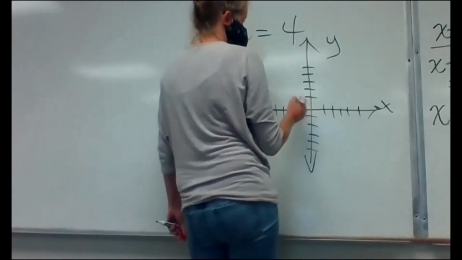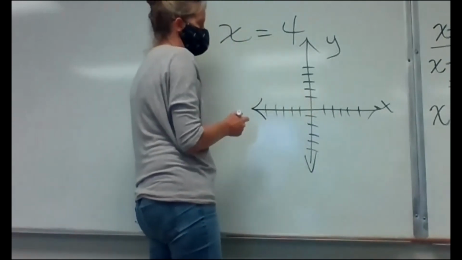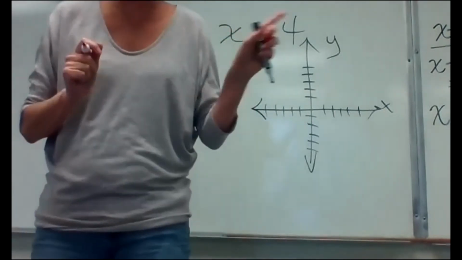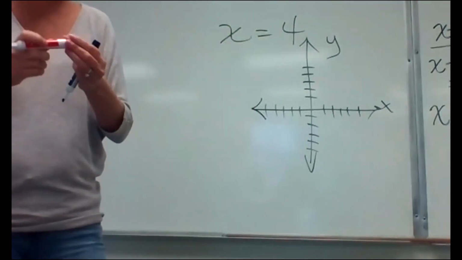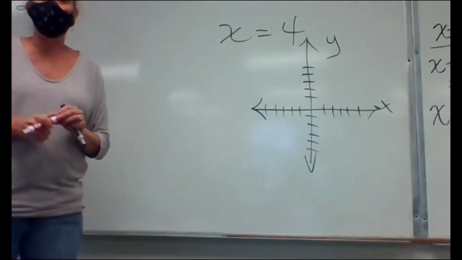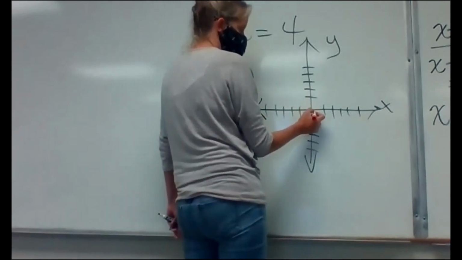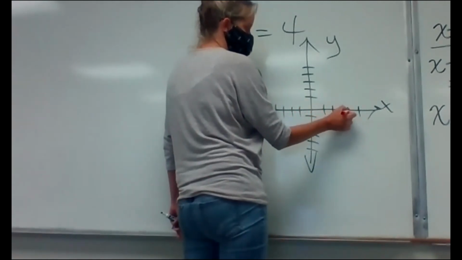Let's see. This is a line. It's not just a point. It's a line. A point has an X coordinate and a Y coordinate. This is not a point. This is an equation. It's a whole line. All it cares about is that my X coordinate is 4. So let's go to the right 4. 1, 2, 3, 4. There's a point.